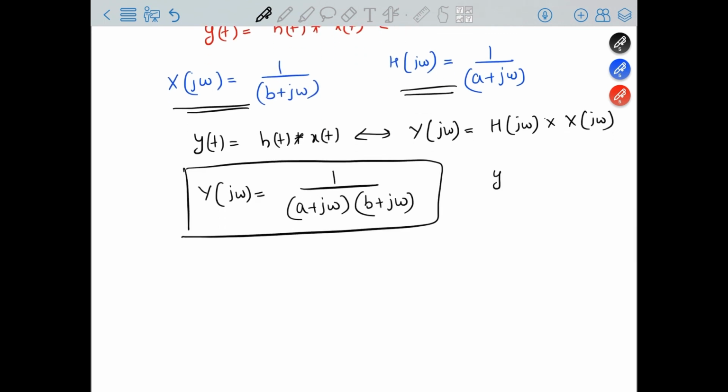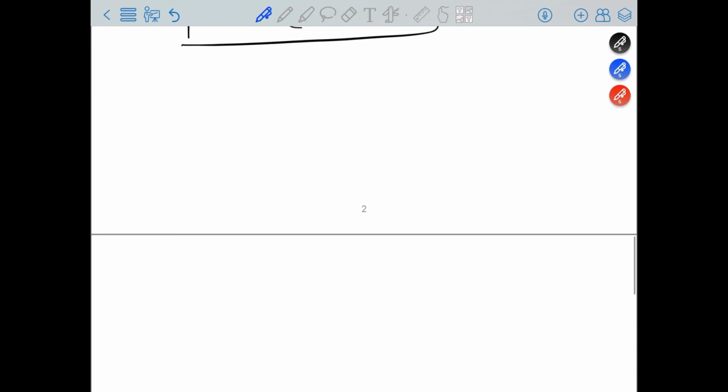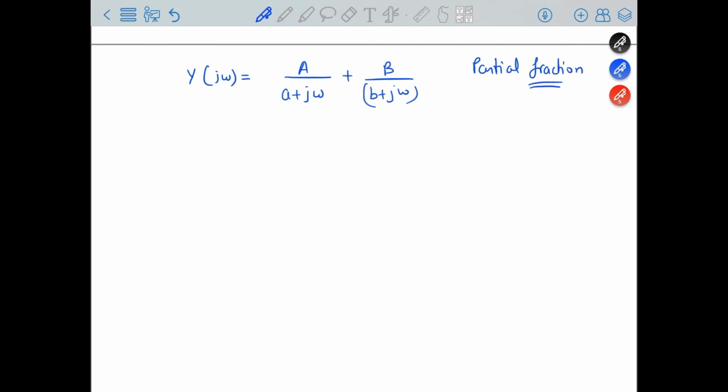In order to get y of t, we'll take the inverse Fourier transform of this expression. Here we have to use the concept of partial fractions. So how can we do that? We can write Y of j omega in the form A over (a plus j omega) plus B over (b plus j omega). This is the partial fraction form, and from basic mathematics you can solve by comparing with the original form of Y of j omega. I'm just writing the final expression: A will be equal to 1 over (b minus a), and B will be equal to minus that.